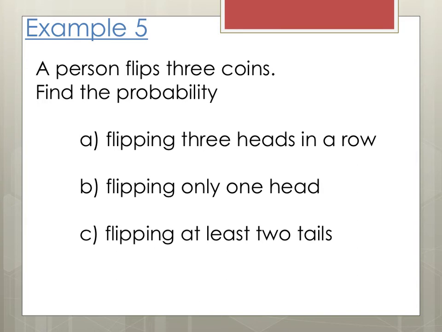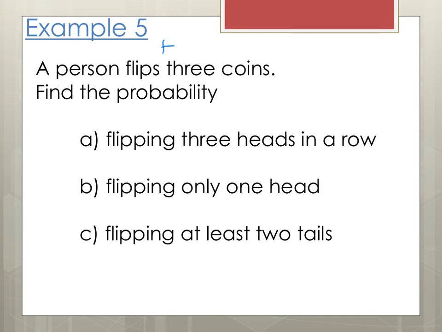So let's take a look at one more example before I have you guys try some on your own. Here we're flipping 3 coins, and we need to find the probability of flipping 3 heads, flipping only 1 heads, and flipping at least 2 tails. Well, we don't have a sample space in front of us. Let's try to think about what this would look like, right?